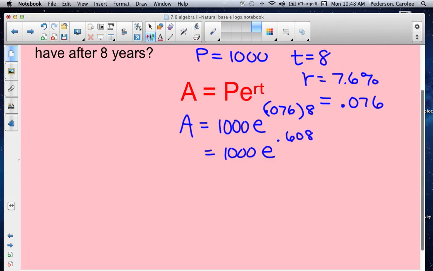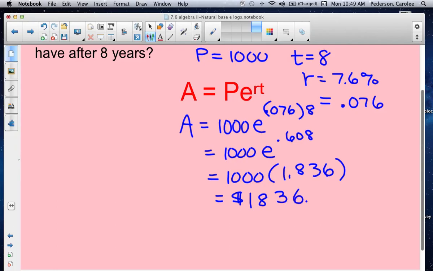Now we're set. Enter in your calculator e to the 0.608. And if you enter that, you get approximately 1.836. Now multiply that by 1,000. The end amount after 8 years is $1,836.75.